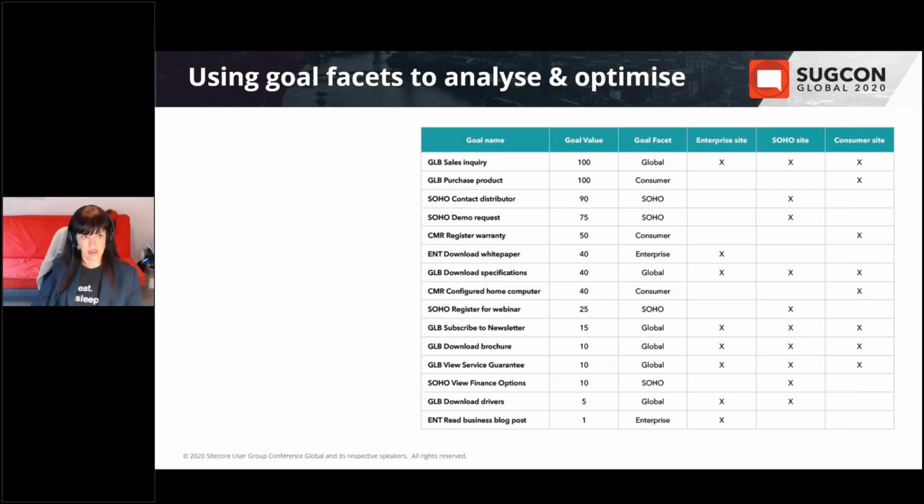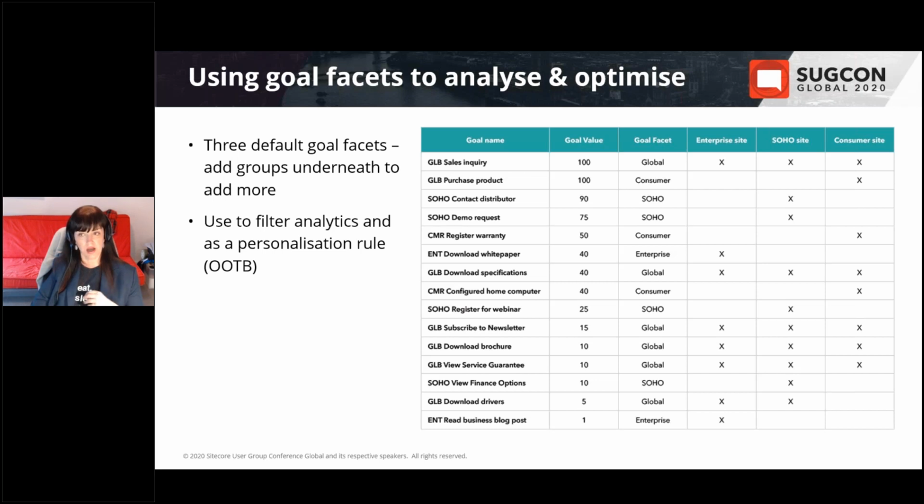Similar to your folders, you would use your goal facets, although there are different uses for these. Facets are used to group goals that are similar, for example across segments, journey stage, site, and so on. There are 3 default goal facets in the marketing control panel under taxonomies, but you can add more underneath if you need to. Goal facets appear by default in Experience Analytics, so they're a really good way to filter the goals, and you can also use them in personalization with an out-of-the-box rule.